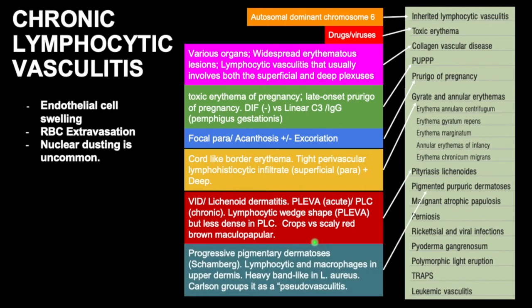In PPD, or pigmented purpuric dermatosis, this is the progressive pigmentary dermatosis. Schamberg disease is very common. We see it on the lower extremity, where we have inflammation and then a post-inflammatory pigment alteration that causes hyperpigmentation of the skin. Usually we see lymphocytes and macrophages in the upper dermis, and usually a heavy band-like inflammation of lymphocytes, like the lichenoid type.